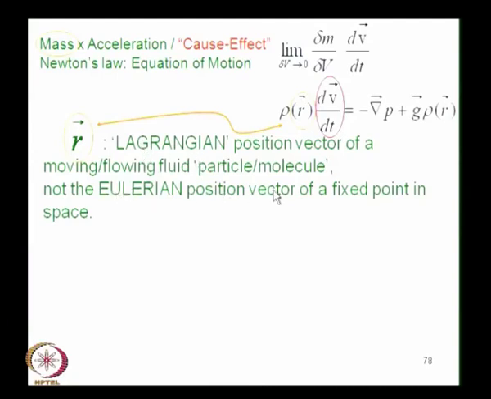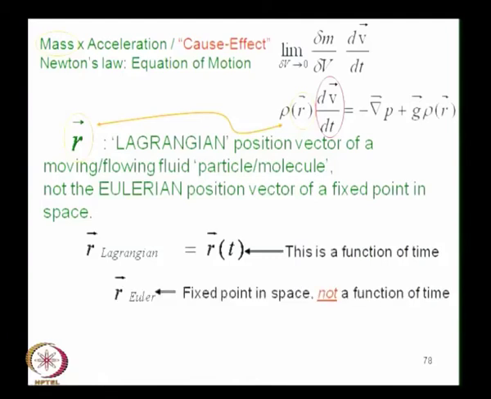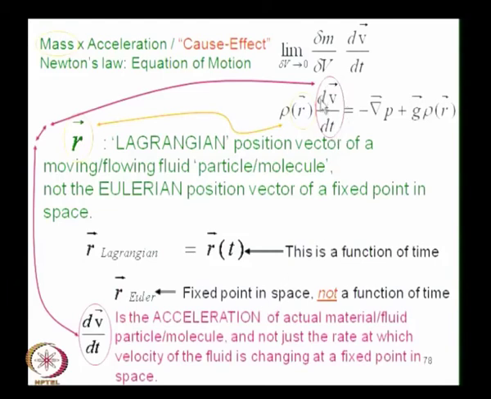So, this is not the Eulerian position vector, this is the Lagrangian position vector, because it is entering directly the equation of motion in the Newtonian sense. So, this Lagrangian position vector, which is the position vector of a particular drop of fluid, will change from time to time. An Eulerian position vector stays wherever it is, wherever it was, and will remain so ever after, like a happily married couple. Okay. This is a position vector which is a function of time, it must change with time. It is only the Eulerian position vector which is a fixed point in space, it is not a function of time. And this derivative is the acceleration of an actual material fluid particle or a drop of fluid.